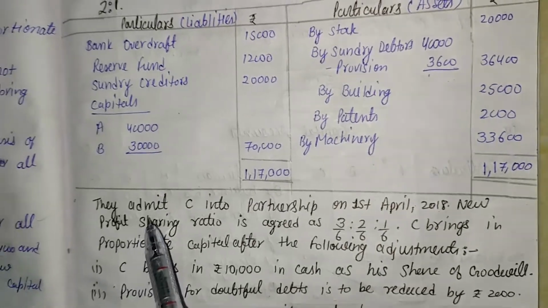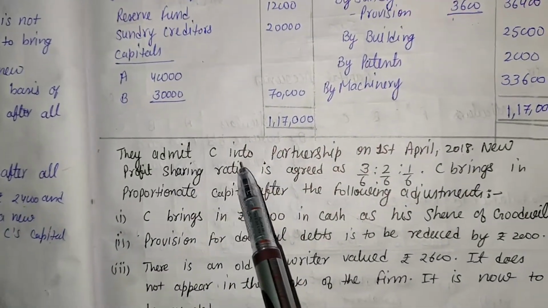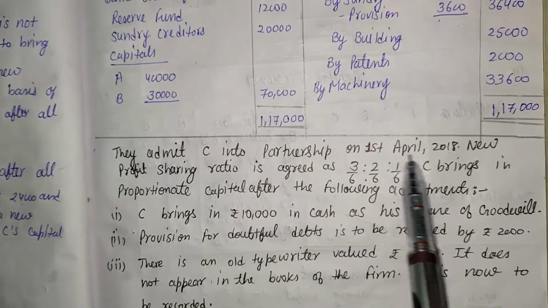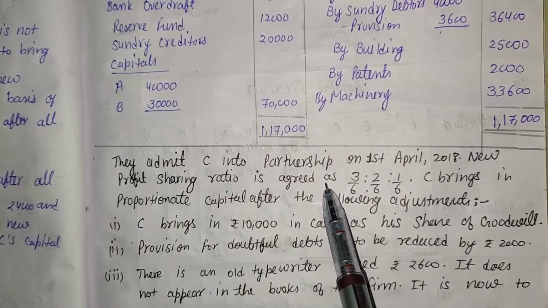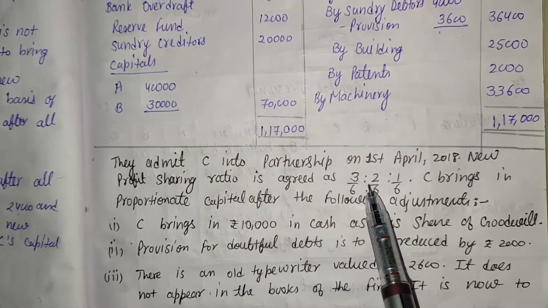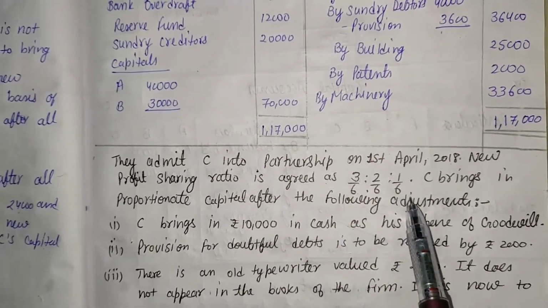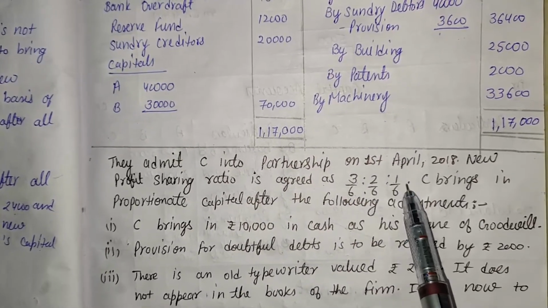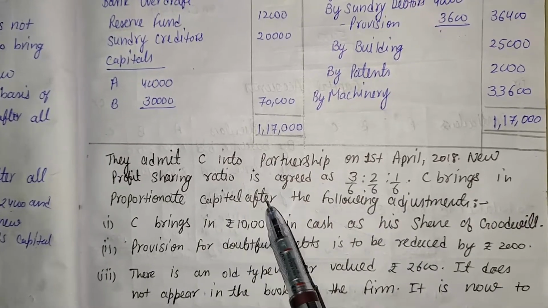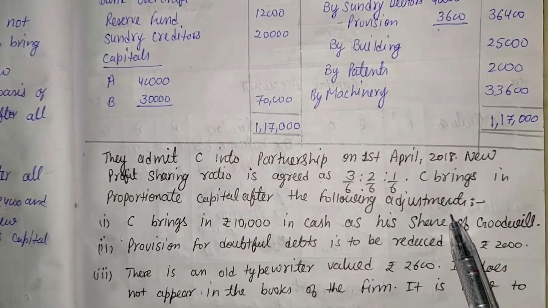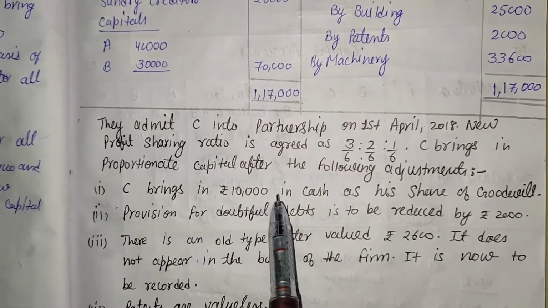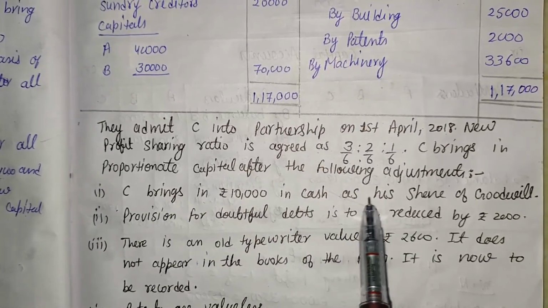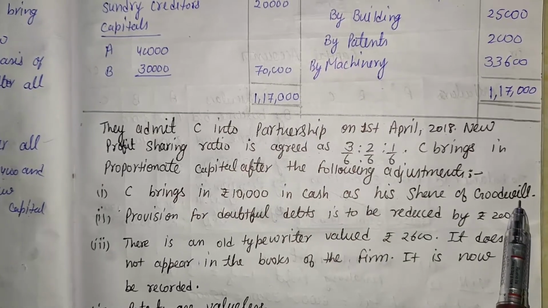The additional information is that they admit C into the partnership on 1st April 2018. The new profit sharing ratio is agreed as 3/6 : 2/6 : 1/6. It means 3:2:1. C brings proportionate capital after the following adjustments. The first adjustment is C brings rupees 10,000 in cash as his share of goodwill.